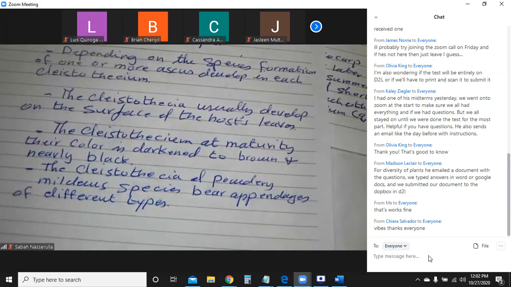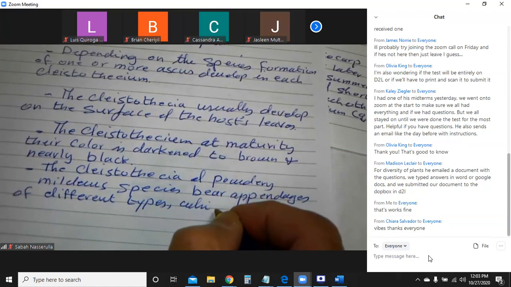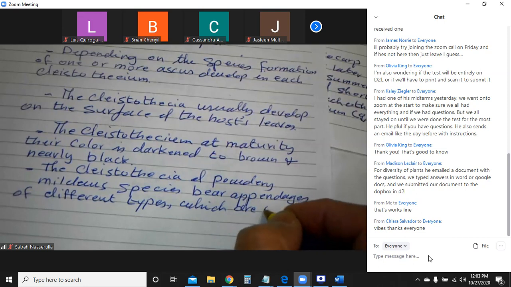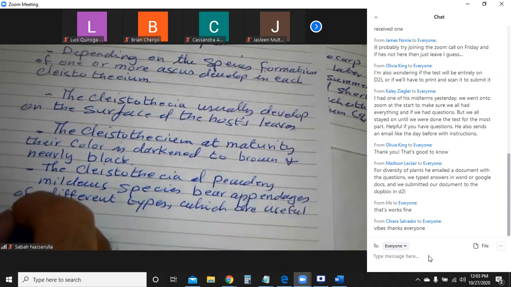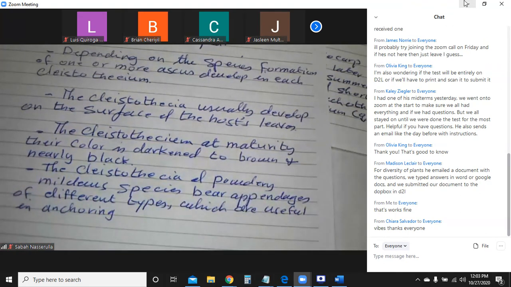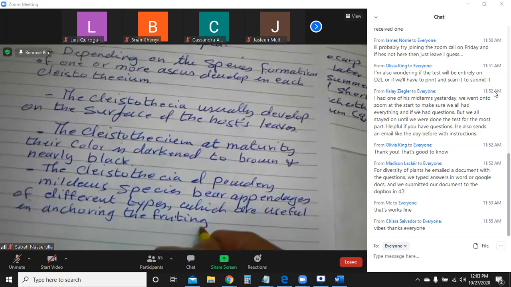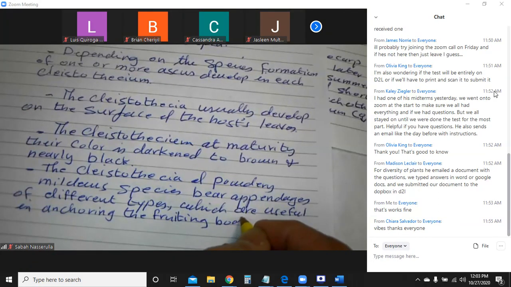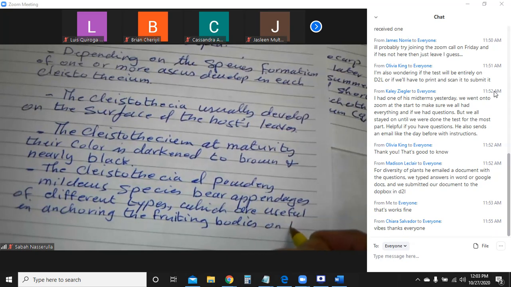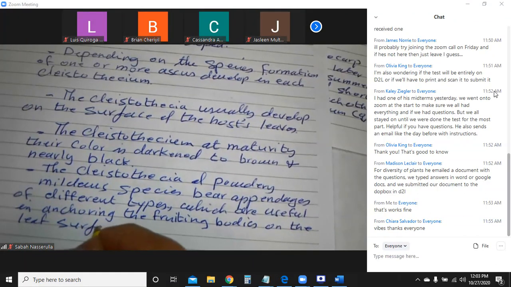And of course, these appendages help the organism to cling to the surface, which are useful in anchoring, of course, the fruiting body or bodies on the leaf surface.